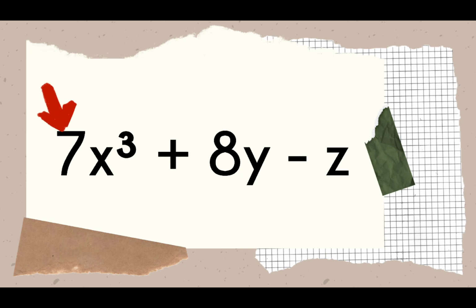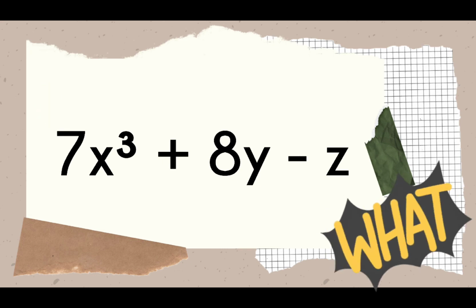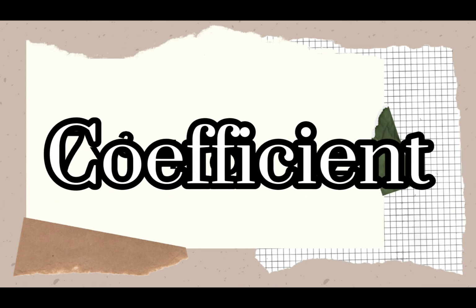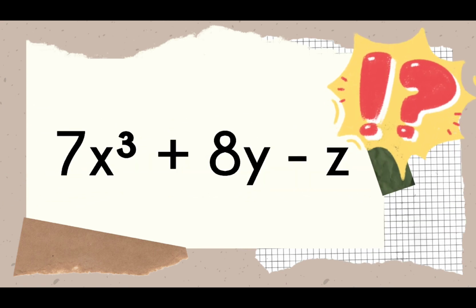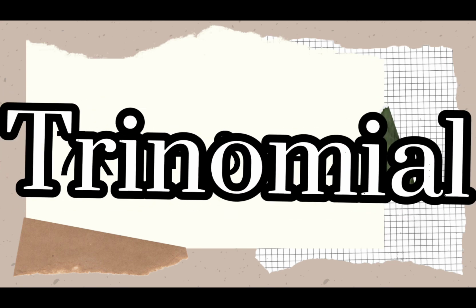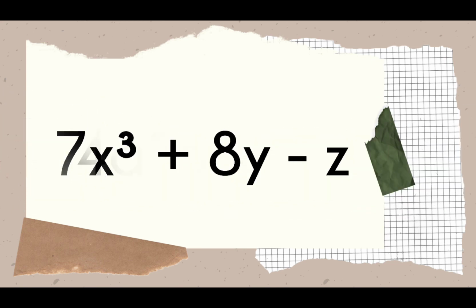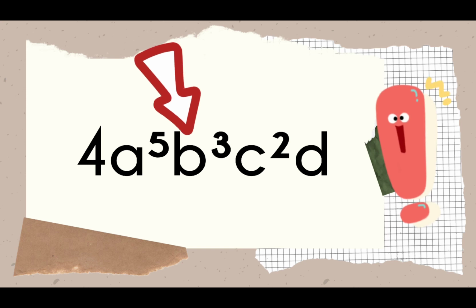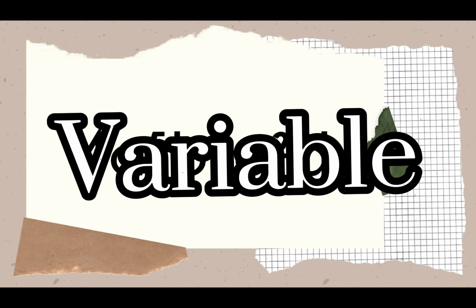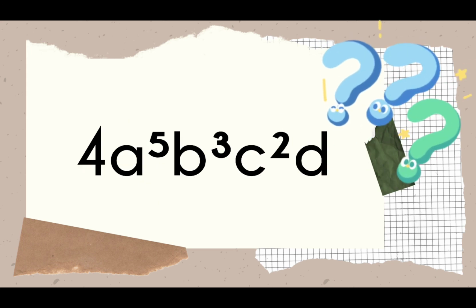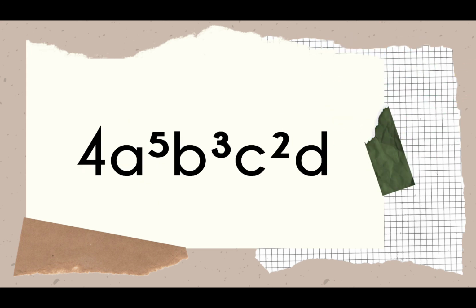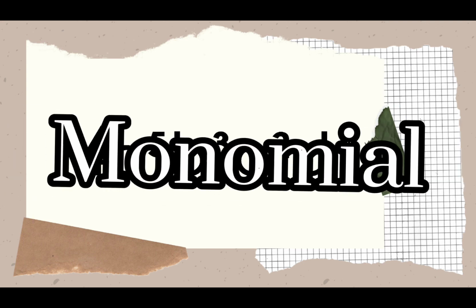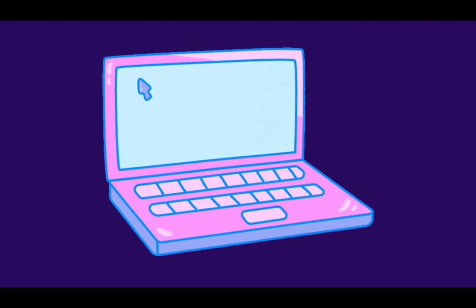What do you call to the number 7? It is called a coefficient. Now, what do you call to this expression that has three terms? It is called a trinomial. Our third given is 4a raised to 5, b cubed, c squared, d. What is b? It is called a variable. Now, what do you call to this expression that has only one term? It is monomial. And we are done for today's tutorial.